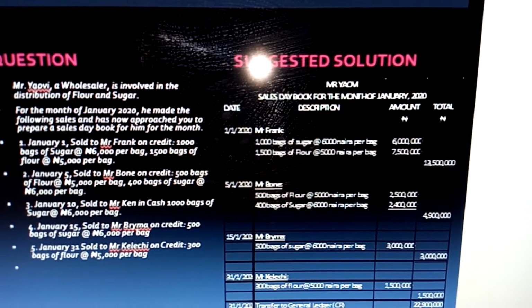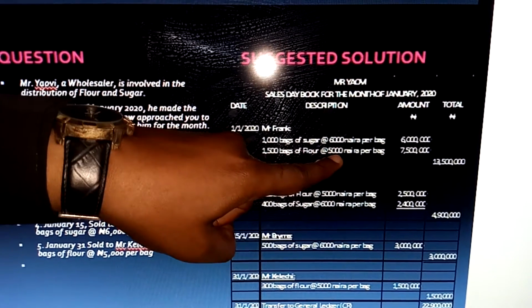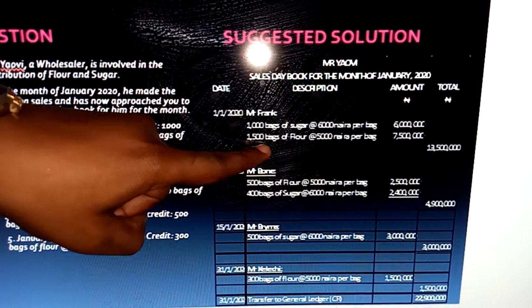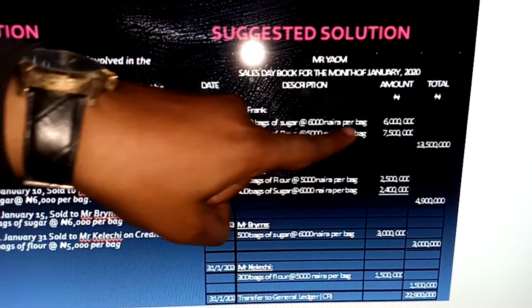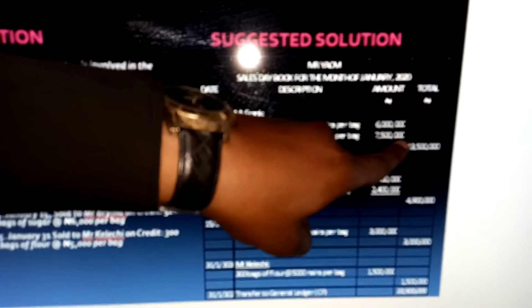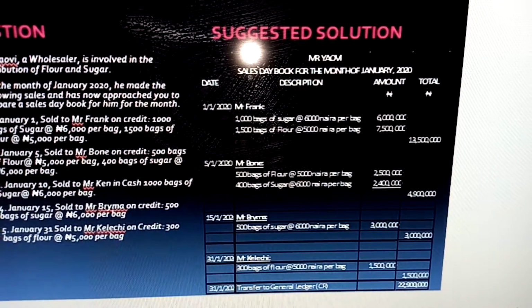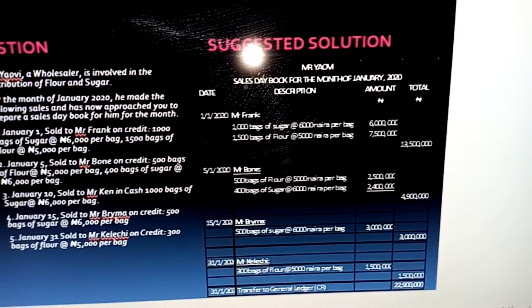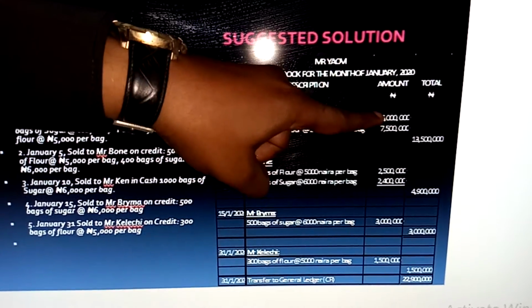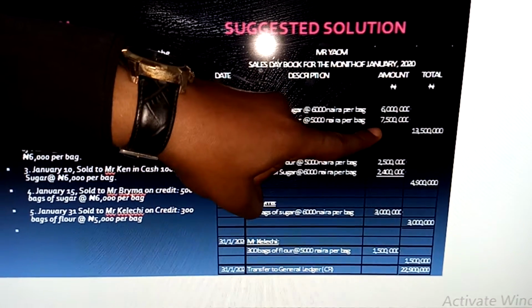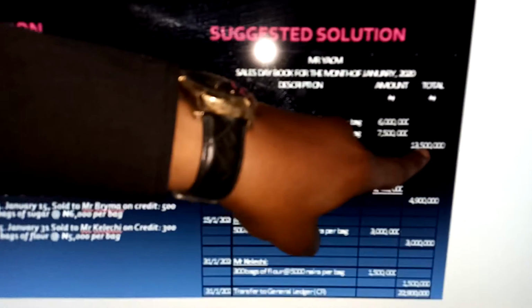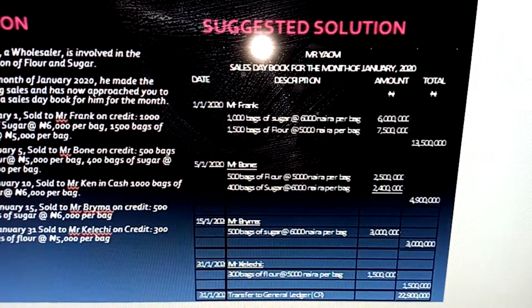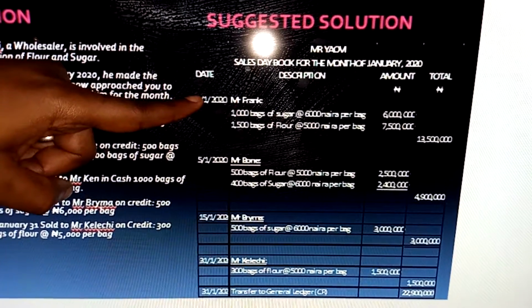If one bag is 5,000 naira, then 1,500 bags will be 1,500 times 5,000, and that is 7,500,000. So that is all that was sold on the 1st of January. So if we add 6 million plus 7.5 million, we have 13.5 million. That is what happened on the 1st of January.